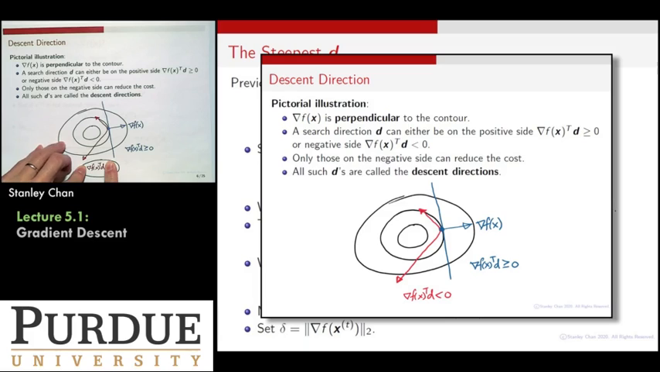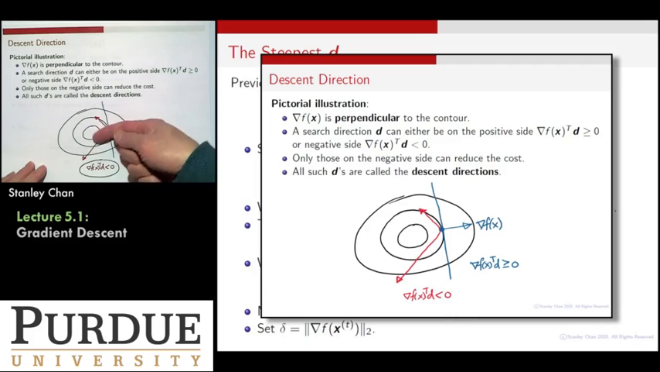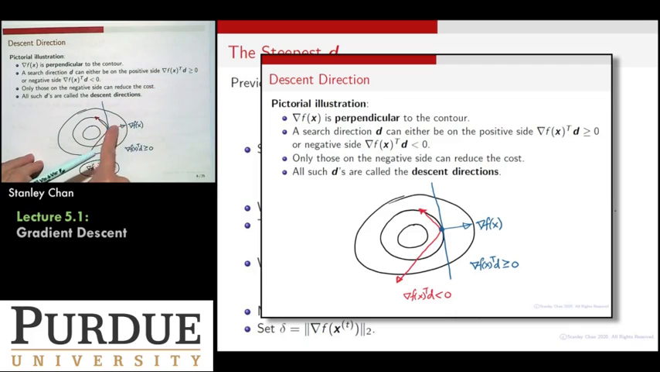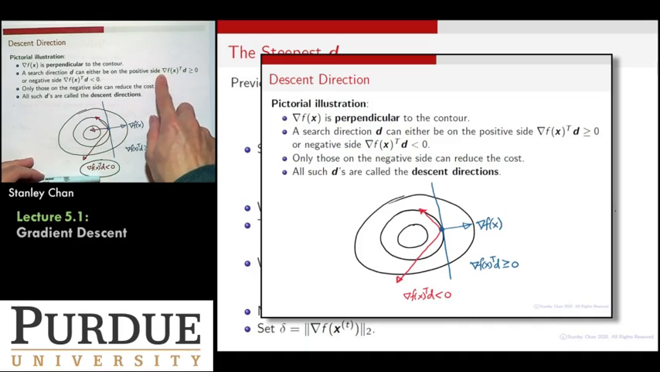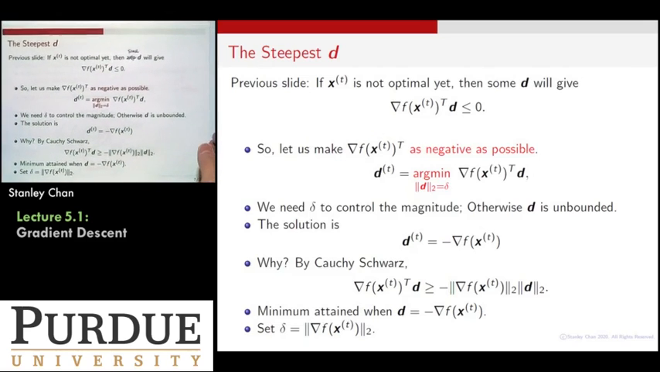Now, how can you make that happen? You don't even need to go through the math. You can tell me which direction would be as negative as possible. Would it be here, here, here, or here? It has to be opposite to your gradient, right? Because if you're opposite to the gradient, then when you take the inner product, this will give you minus gradient f at x. That will give you the most negative value that you can think of. So that goes to the steepest descent direction.